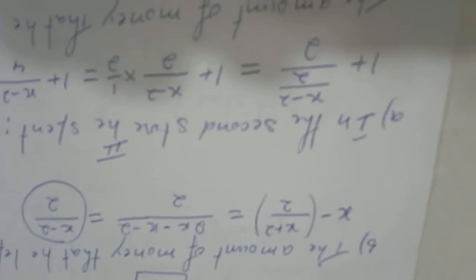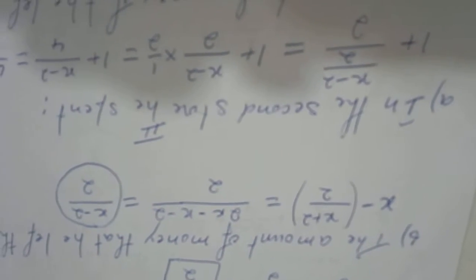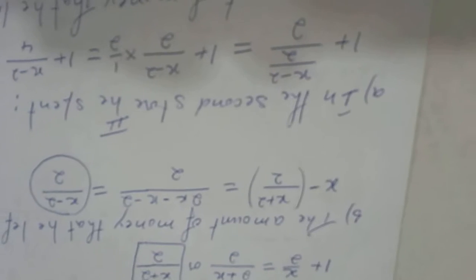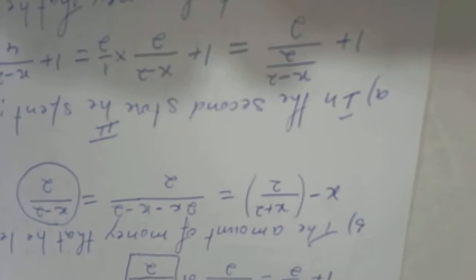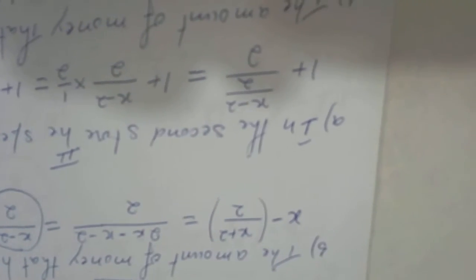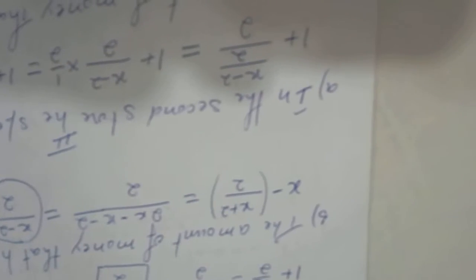Now in the second store, what is spent? We know the amount of money he had when he left the first store. When he entered the second store, he spent half of that amount plus 1. So it will be (X minus 2) over 2 divided by 2 plus 1, or the inverse, which is the same thing, or 1 plus (X minus 2) over 2 divided by 2. And we find out when we solve the equation that in the second store he spent (X plus 2) over 4.